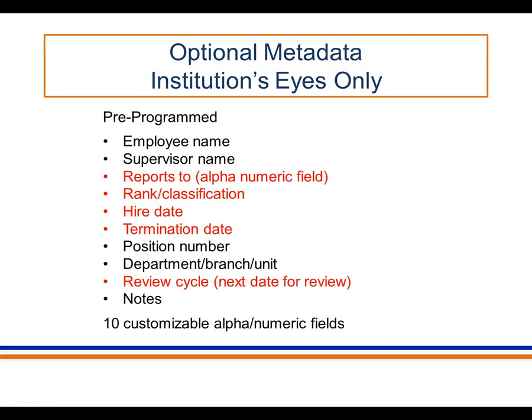and that would allow them to organize the position descriptions in ways that are useful. The review cycle, if someone wanted to put in the next date for review so that they could run reports that way, and then a notes field. And the idea is that there would be 10 additional alphanumeric fields. That's, as you might have guessed, kind of an arbitrary number, that people could say, well, none of these do exactly what I want, and I'm going to create my own.